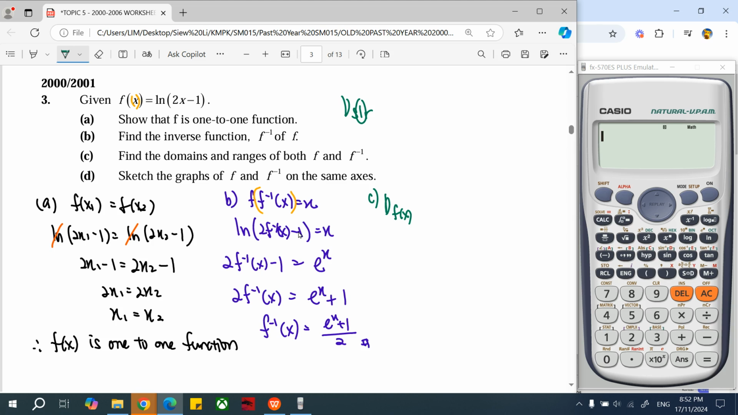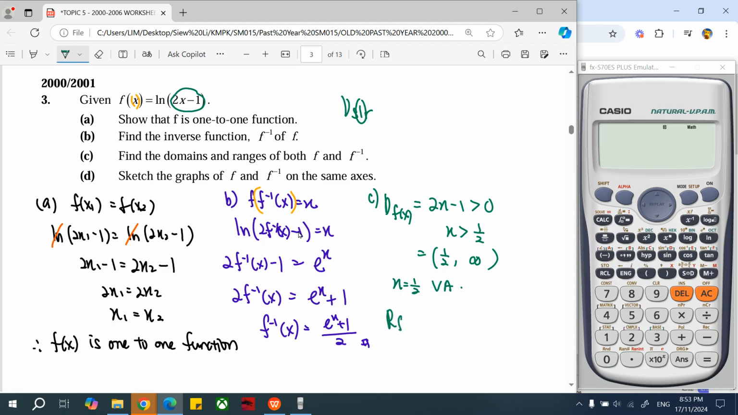Since it is a log, we need to consider the following. Inside the log, it is supposed to be greater than 0, not equal to 0, because zero is invalid. So only 2x minus 1 greater than 0. So x will be greater than 1 over 2. Which means that the domain is 1 over 2 to infinity, and 1 over 2 is not included. And this excluded value, x equals 1 over 2, is your vertical asymptote. It is an asymptote for your log graph.